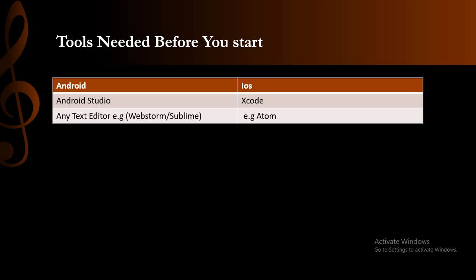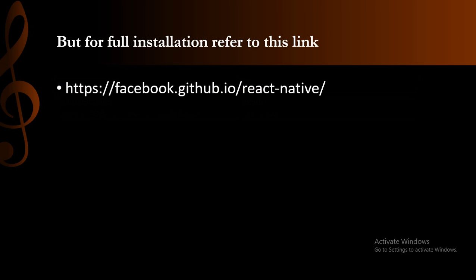There are a couple of series which may help you to install Sublime or Atom to be able to start developing React Native applications. But for full installation, refer to this link, facebook.github.io/react-native. Make sure that you follow the first two or three links which are provided there. They are short, so make sure that you set up all your environment so that we are able to kick off this series and be happy together.